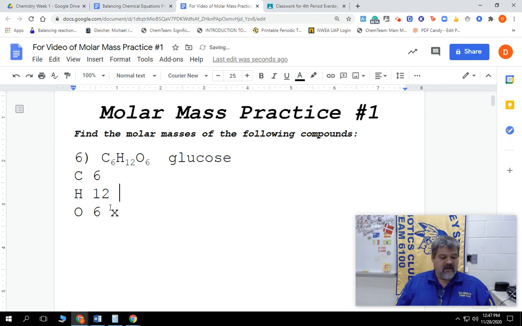We're going to multiply these numbers by the mass according to the periodic table. Because really, when we say we have a mole of something, that means we have 6.022 times 10 to the 23rd atoms of that. So in this case, a mole is 6.022 times 10 to the 23rd molecules of glucose. So we have to figure out how much it weighs. So carbon, hydrogen, and oxygen.